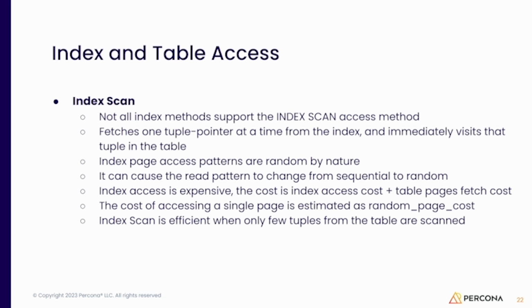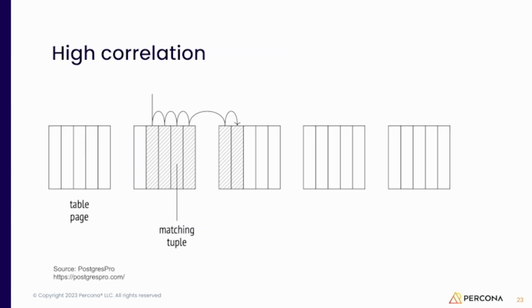So, back to the index scan. As we saw here, it has some inefficiency, even though when we are selecting a small number of tuples, a small number of rows, it's very efficient. But what happens if we want to select a larger number of rows? Well, as I was saying, another problem that we have with the index scan is high correlation.